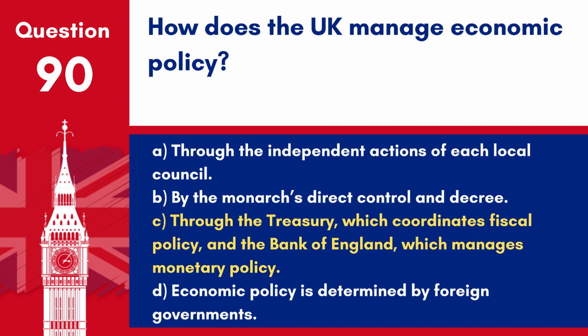Answer C. Through the Treasury, which coordinates fiscal policy, and the Bank of England, which manages monetary policy. The UK's economic policy is managed through a coordinated approach involving the Treasury for fiscal matters and the Bank of England for monetary policy, ensuring economic stability and growth.